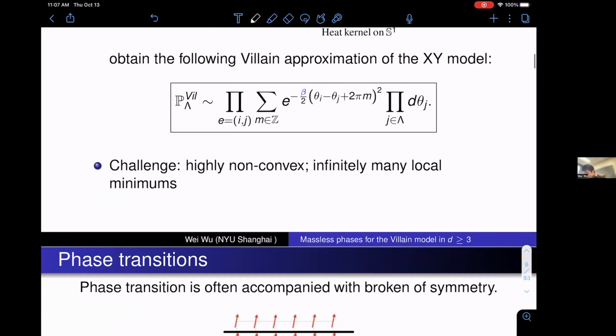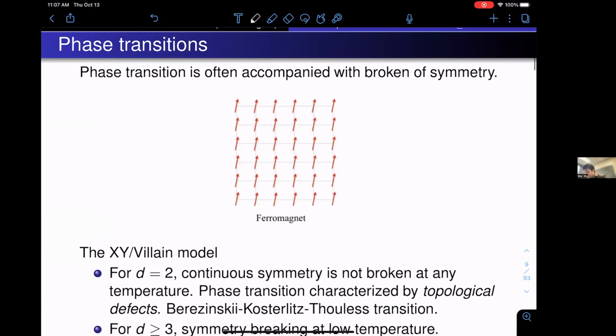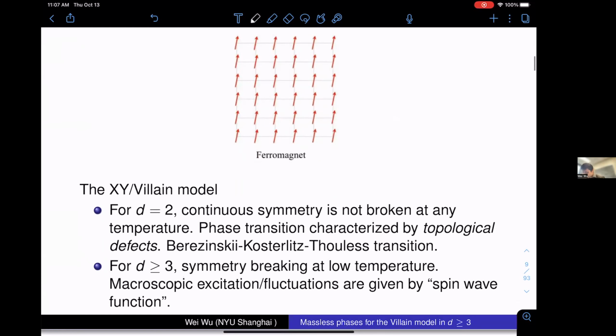Now, why are people interested? Let me be very brief on this, because this class of models has very special kinds of phase transitions. Often you expect, for example for the ferromagnet, that the phase transition is associated with a breaking of symmetry, with symmetry broken at low temperature. But this is not true for this class of models, especially in 2 dimensions. There is a Mermin-Wagner type of argument that shows that at every temperature, the continuous symmetry is not broken.